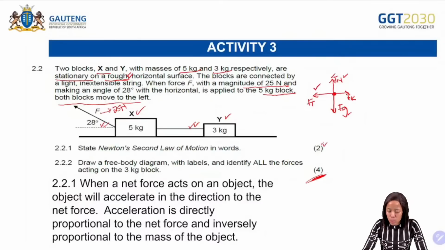Let us make sure that the arrows are touching the dots. Let us make sure that we also draw the arrowheads, and then let us make sure that we label it, because that is where, remember, we are going to collect or to get those 4 marks of the free body diagram.